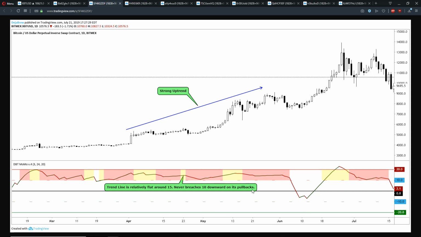So a few other things that the MoMo does is the trend line, if it's steadily staying above 10 or flattening out around 15, it's going to show that it's a very strong uptrend. Same for negative. If it's below negative 10 or flattening out around negative 15, it's going to show a very strong downtrend. Now you can see here the trend line is relatively flat around 15, never breaches 10 downward on its pullbacks, therefore the trend is very strong to the upside.